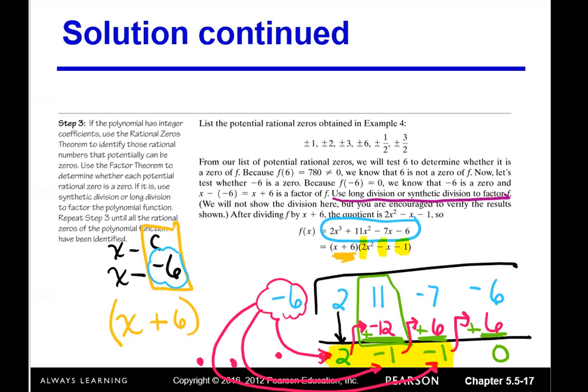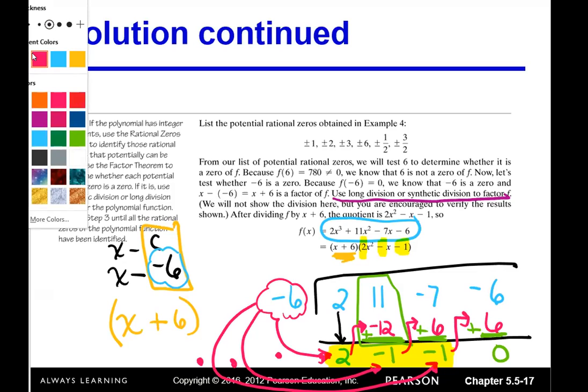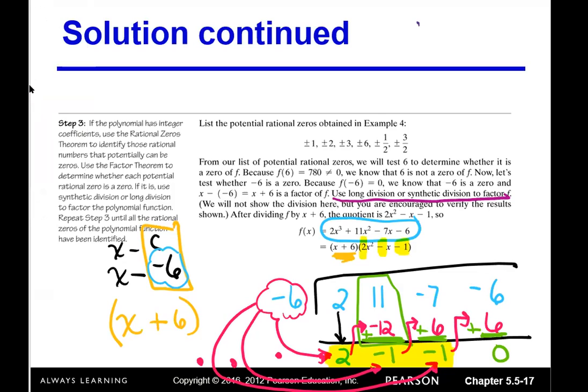I've already found the first factor, the x plus 6. And since, purple, since this x, if you divided that out of an x cubed, you're going to get an x squared. So this other factor has to be the next exponent down from x cubed. It's going to be an x squared. So it'd be a 2x squared minus x minus 1.